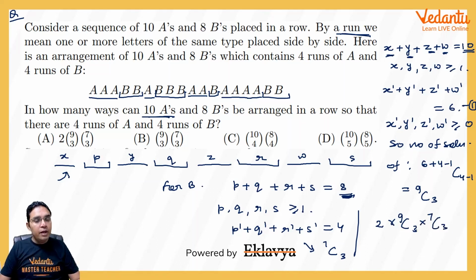I am repeating why I have done 2. 2 is for whether we are starting with A or we are starting with B, and 9C3 is to place A at the 4 runs of A. Similarly, 7C3 is the number of ways to place 8 B's at 4 runs of B. So the answer here should be this.